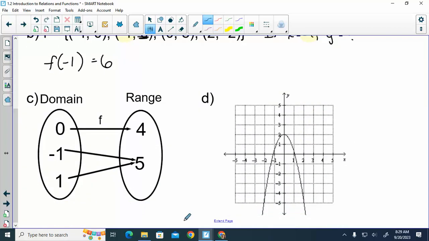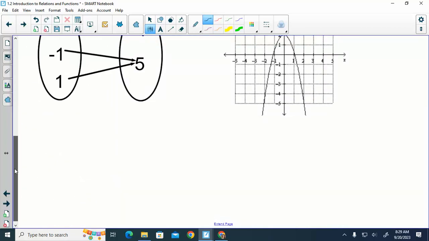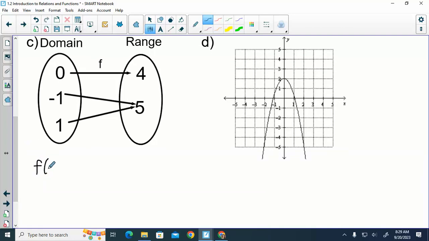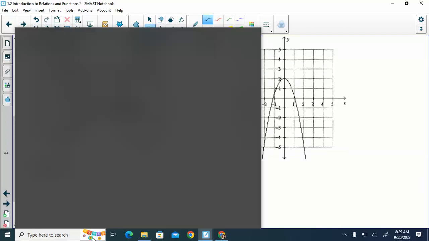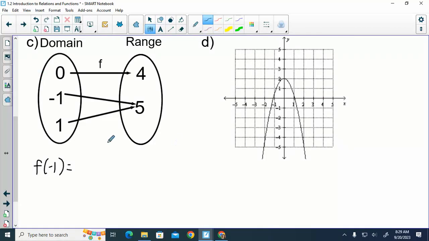Let's see. F of negative 1. So if my x is negative 1, what is the y? 5. Alright, D. This is sometimes what people struggle with the most on the graph. So f of negative 1. You're finding when x is negative 1, where are we at on the graph? So it would be that ordered pair on the graph. So that would be 0.5 or 1/2.